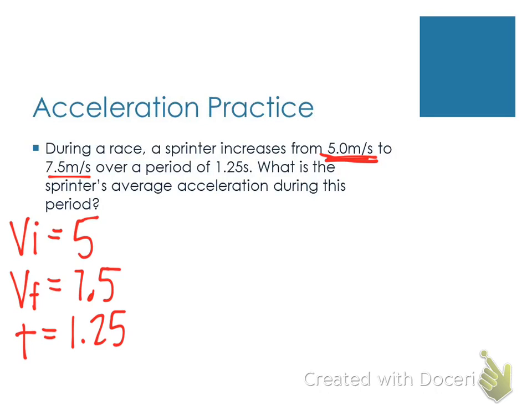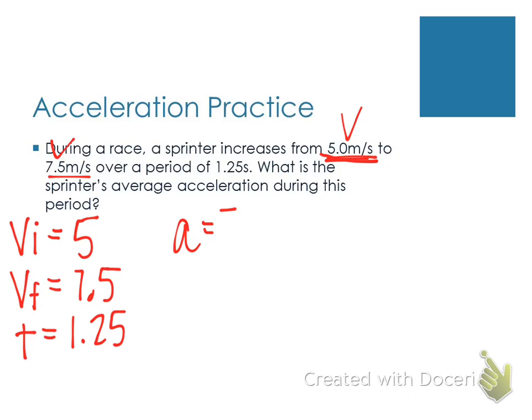Some people have trouble picking out what these numbers are meaning. If you're having trouble with that, look at the units first. Meters per second is always a velocity unit, so that should tell you that this is a velocity and this is a velocity. Then you just need to determine, is it final or initial? Time should be measured in seconds. Acceleration should be measured in meters per second squared. So look at the units to help you determine.